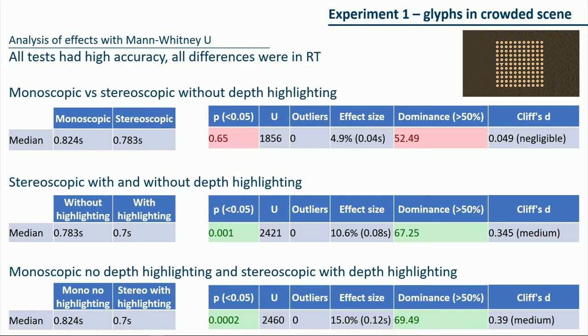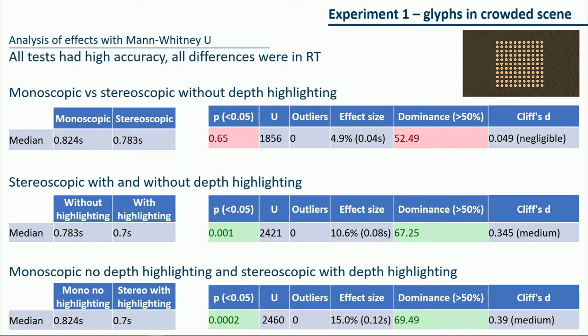However, if you go to the next line down, when it's stereo and the trefoil glyphs are highlighted in depth in front of the other glyphs, you then start to see a performance benefit from this. And you get about a 10% speed up from people, and a very significant, and a medium effect size when you study the effect size. And the final one is comparing the monoscopic view with the stereoscopic view with the depth highlighting. And there we get a better 15% effect size, more significant result, but still medium effect size.